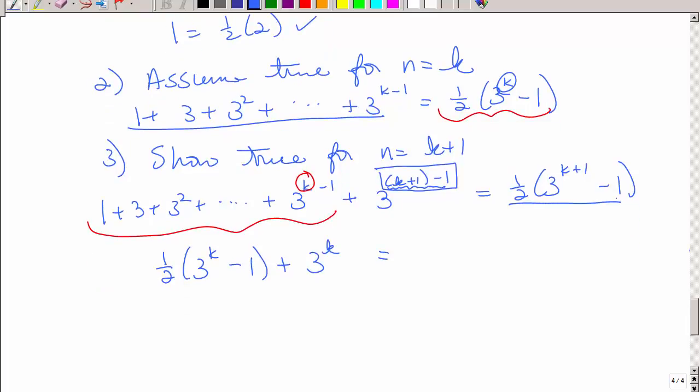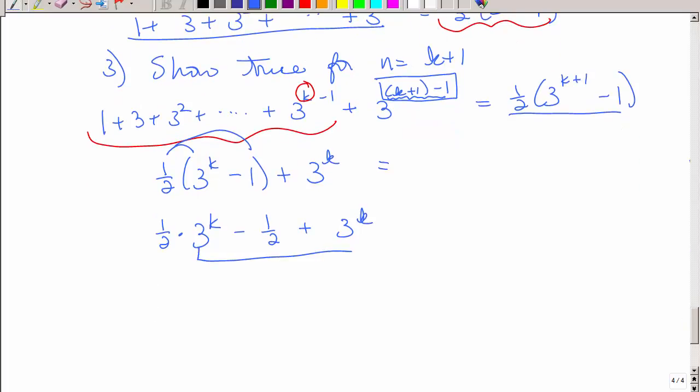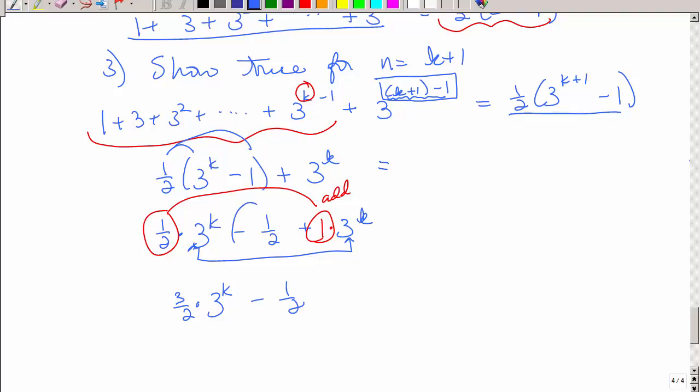So now I'm looking over here, looking at what I have, and going, kind of matches, but not exactly. So I'm going to distribute. So that's 1/2 times 3k minus 1/2 plus 3k. These are like terms, so I can keep what is alike, and remember, add the coefficients. So 1 plus 1/2 is 3/2, and I'm bringing down the negative 1/2 that I have from here.